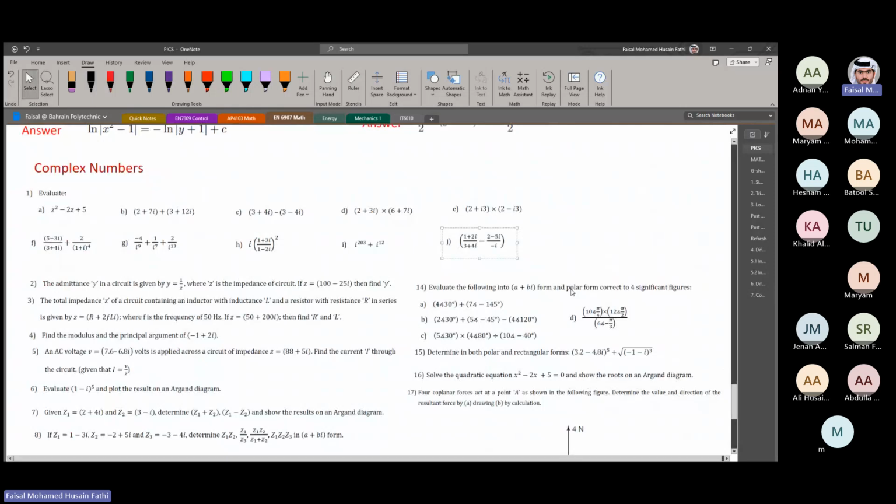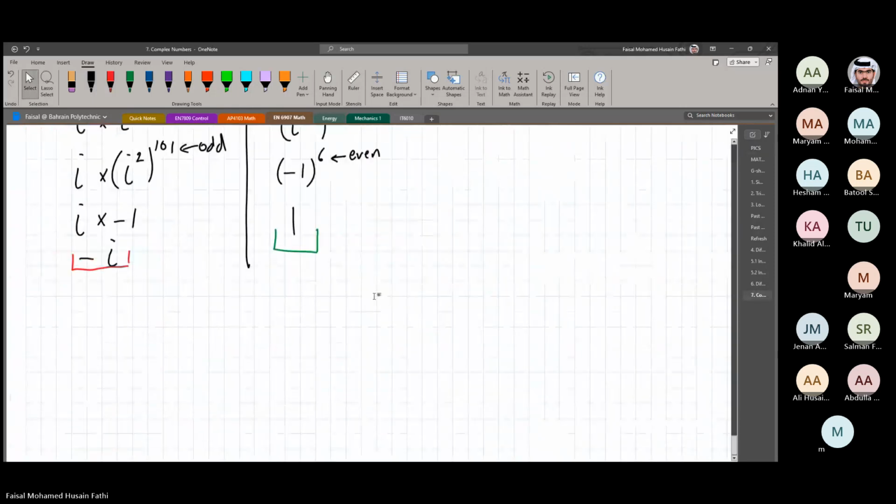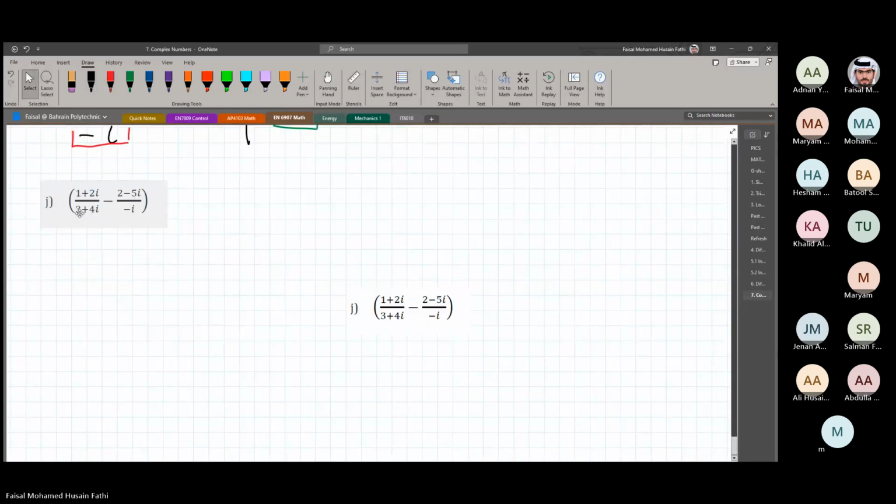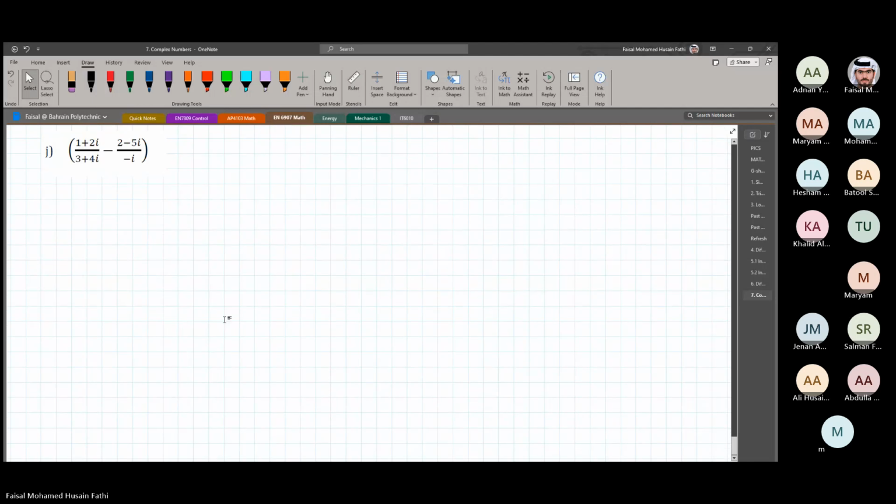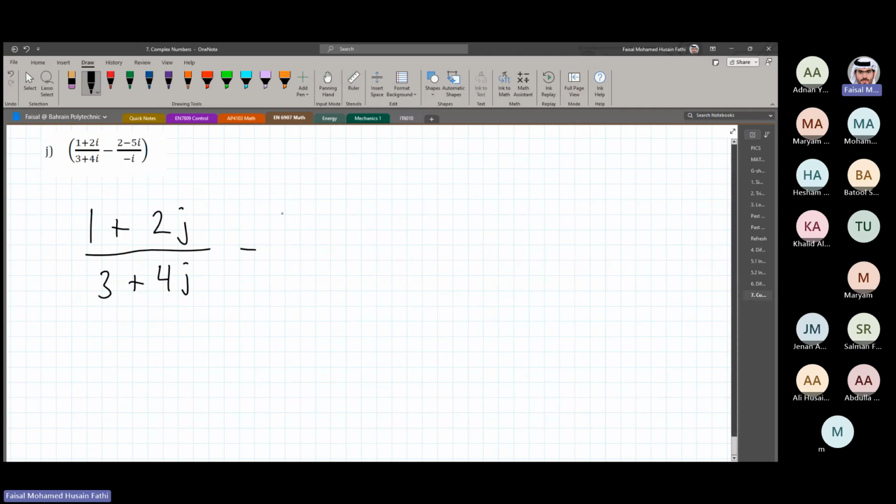Let's look at this one. 1 plus 2j over 3 plus 4j, minus 2 minus 5j over minus j. I'm converting them all to j. How do we solve this?